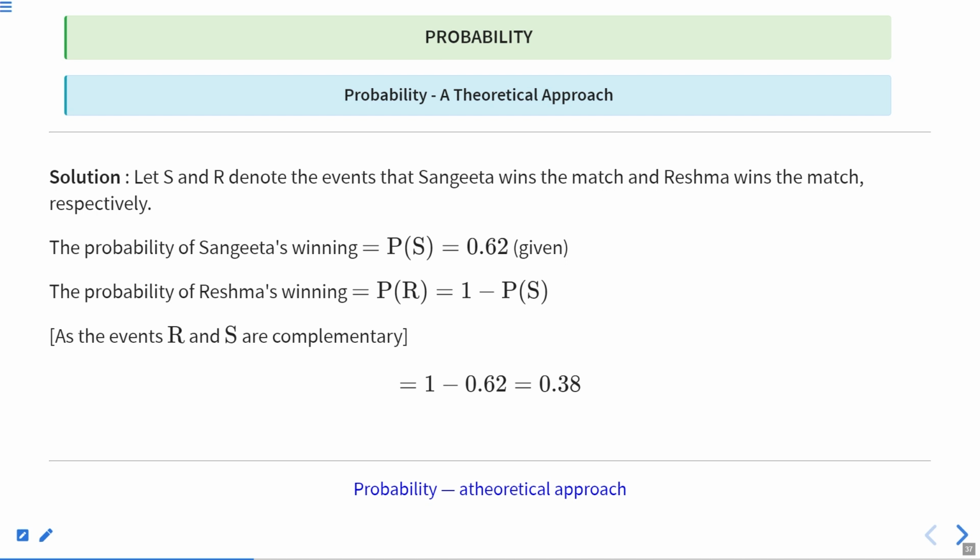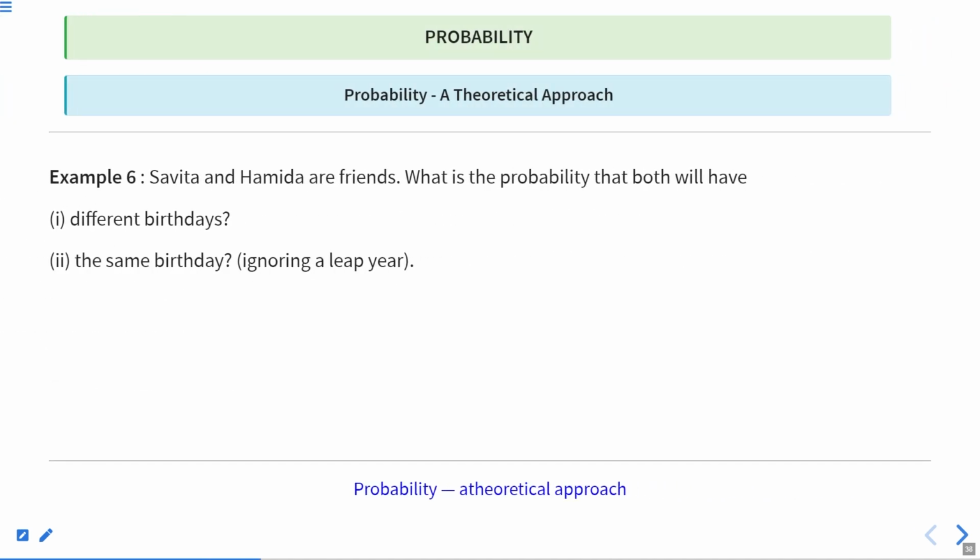As the events R and S are complementary, we can write probability of R equals 1 minus probability of S. We are given that probability of S is 0.62. Putting this value in the formula, the probability of Resma winning is 1 minus 0.62, which is equal to 0.38. So the probability of Resma winning is 0.38. Now let us see the next example.